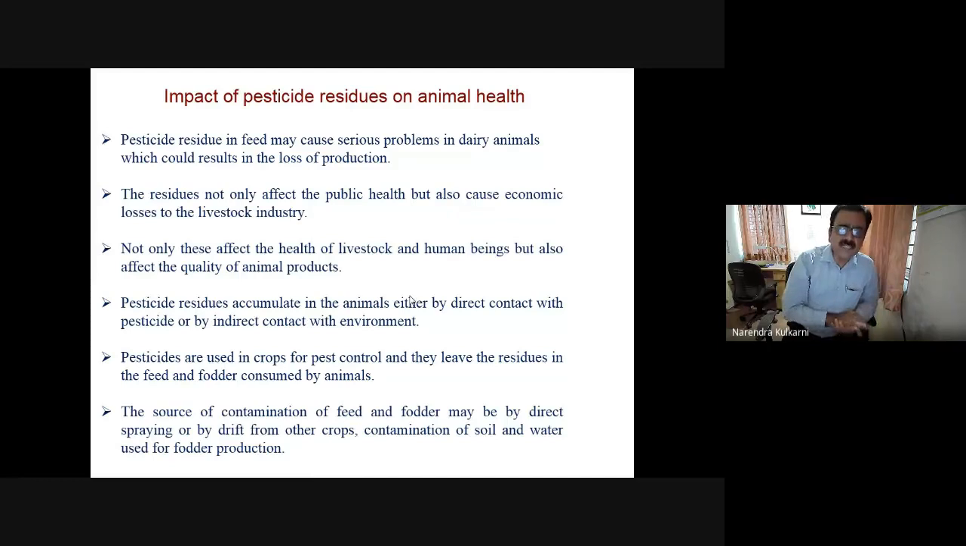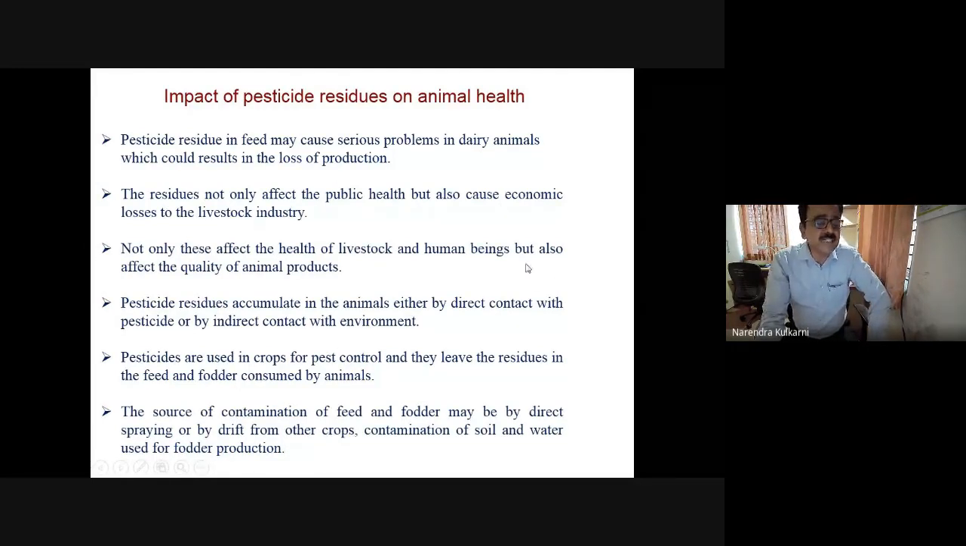The source of contamination of feed and fodder may be direct spraying, or drift from other crops, or contamination of soil and water used for fodder production. Many times we think, yes, we are not using any pesticides in the fodder, then how come milk is contaminated with pesticide? It's not so, because there are many things which are not in our control. Maybe the irrigation water, or contaminated soil, or contaminated feed and concentrates. So they percolate and carry to the milk and milk products.